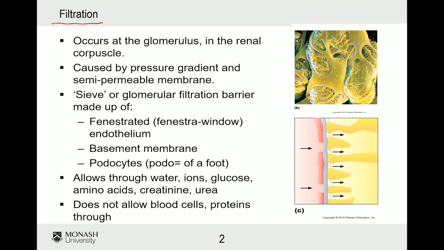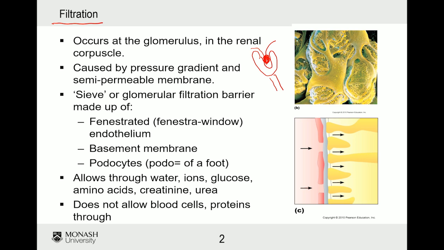This means that some substances are passed through a semi-permeable membrane. This occurs at the glomerulus in the renal corpuscle, which, as you may remember, is the little bit that looks like this with the mixture of capillaries, and then the tubule goes on here. It is caused by a pressure gradient and a semi-permeable membrane. Let's have a look at that semi-permeable membrane first.